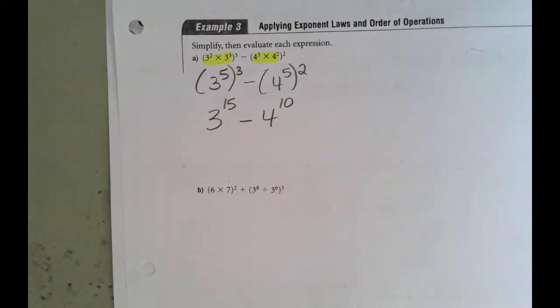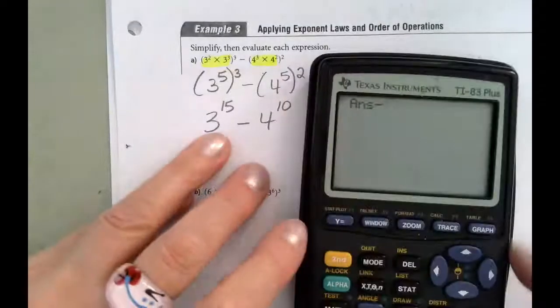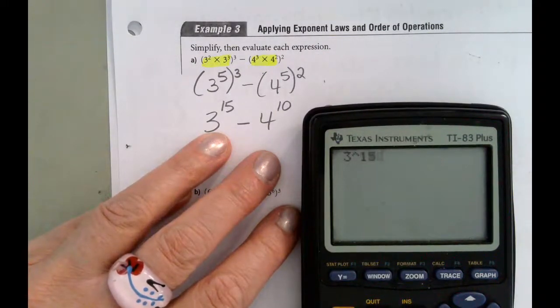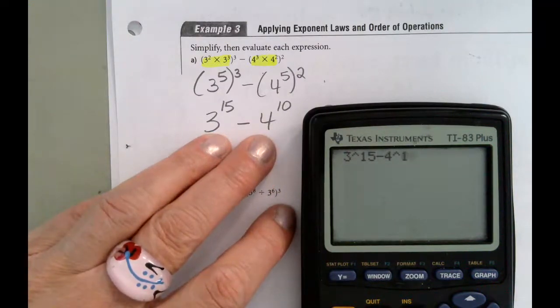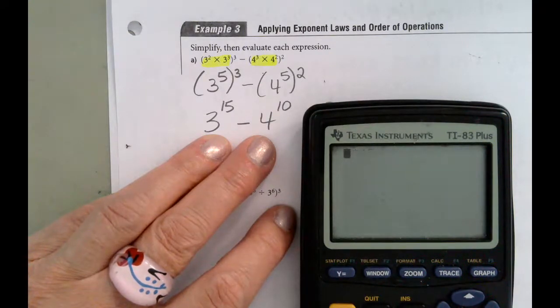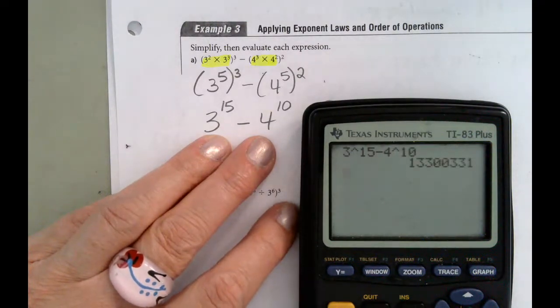Now, can I keep going? Is there a rule for subtraction? No. If I wanted to do it, what's the only thing I can do now? Put it in my calculator. Okay? Let's do that. These are going to be jumbo numbers, so let's do it all together. 3 to the power of 15 minus 4 to the power of 10. Rather than doing it, I'm just going to punch the whole thing in. Because otherwise, 3 to the power of 15 is a very large number. We don't need to write that down. So let's just put it all in our calculator at once. And then give myself that answer.